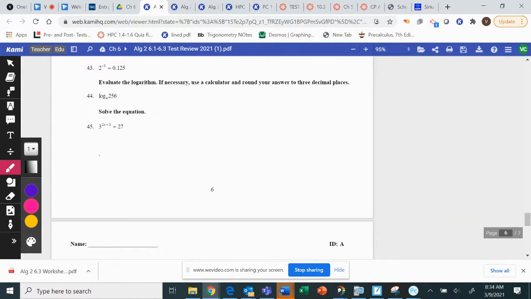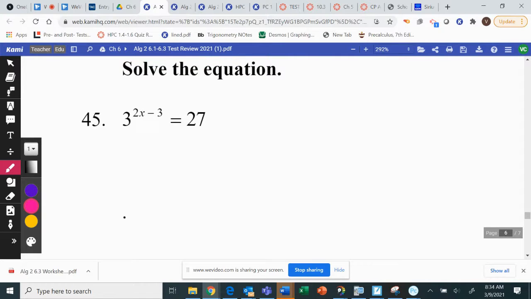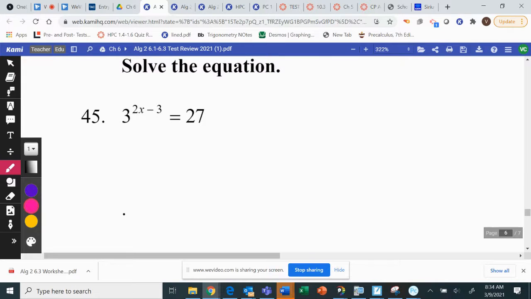Here, we'll do one of these solving equations. I don't want to do a bunch of them because I want you guys to have the practice, but let's do number 45. So we're solving this and we need to get x by itself. We need to get rid of the thing that is furthest away from x right now on the left side.